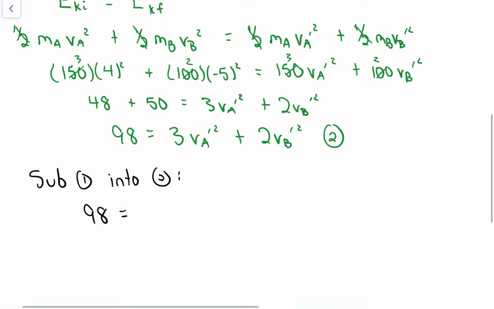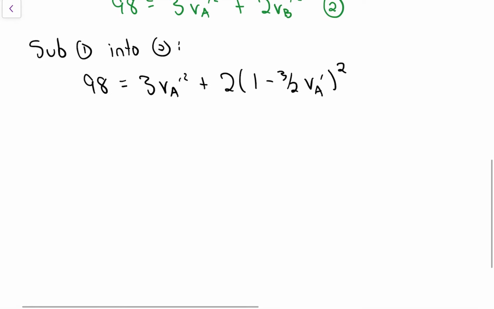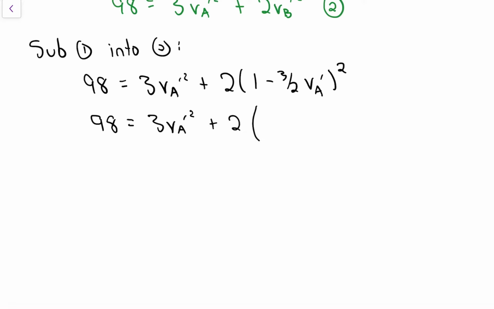So I get 98 equals 3 VA prime squared plus 2 times VB was 1 minus 3 over 2 VA prime, and I got to square that whole thing. We got fractions, we got a square, we got a binomial, so lots of good stuff going on here. 98 equals 3, I don't know, squared, plus 2.